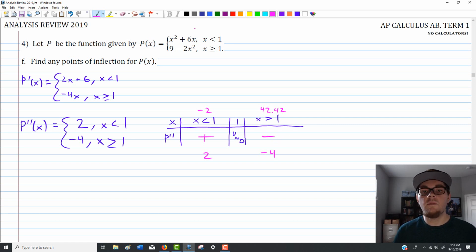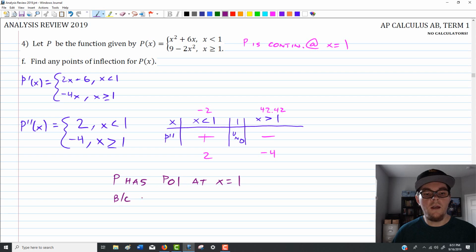Now in looking at this, we established earlier that the function p is defined at x equals 1. So p is continuous at x equals 1. That means we're okay to talk about points of inflection there. There could be one there. In this case, what we see is p double prime changes from positive to negative there. So we could say, in fact, that p has a POI at x equals 1. And our reason would be because p double prime changes signs.